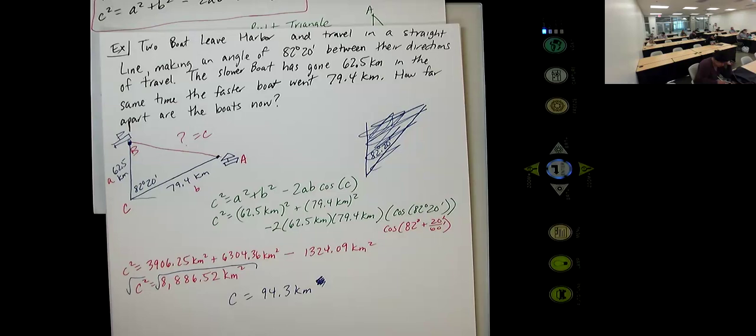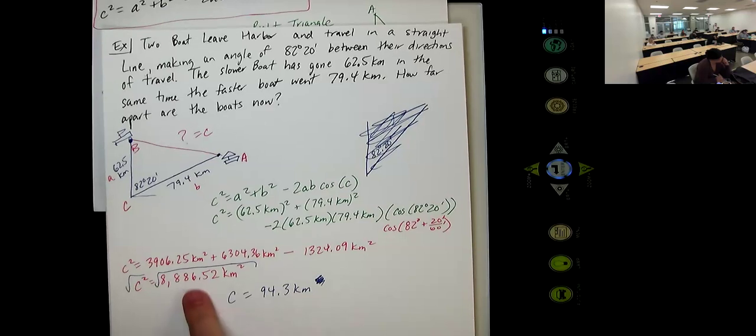Someone else verify that. Owen's doing it, did you get the same thing? I might have put something in wrong too. Oh wow, let's try this again. I got 8,902 kilometers squared. I'm still getting that, so I'll check the individual components.